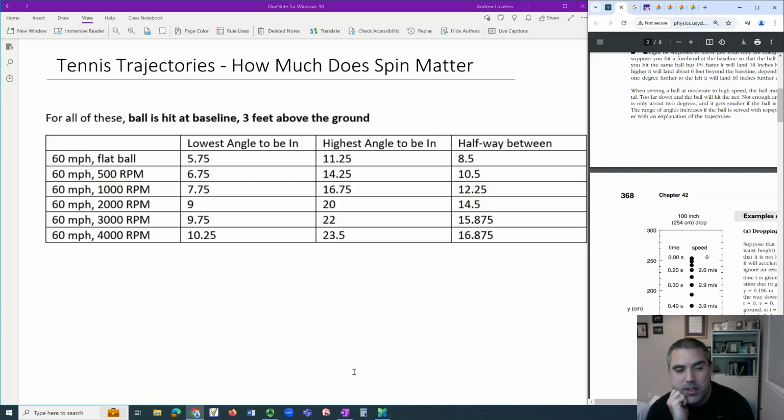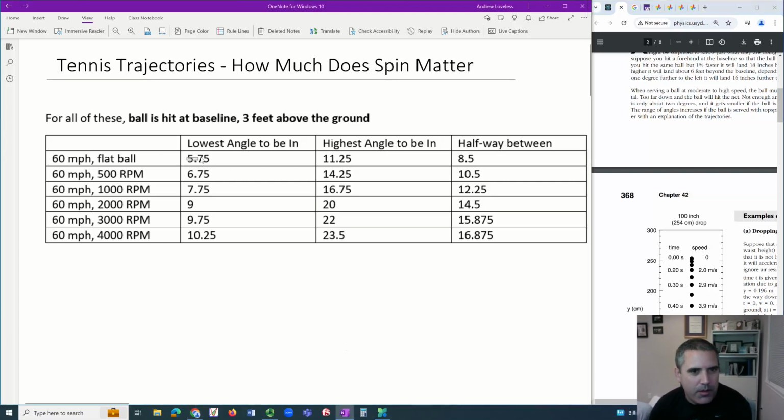And that was 5.75 degrees. What's the highest angle where it will stay in? That's 11.25 degrees, and then halfway in between. And so I did that with each one, and then I did it with spin. And the thing to note here, I was just trying to quantify this, is that there's about 6 degrees here, a little less than 6, that you can hit within, and the ball will go in.